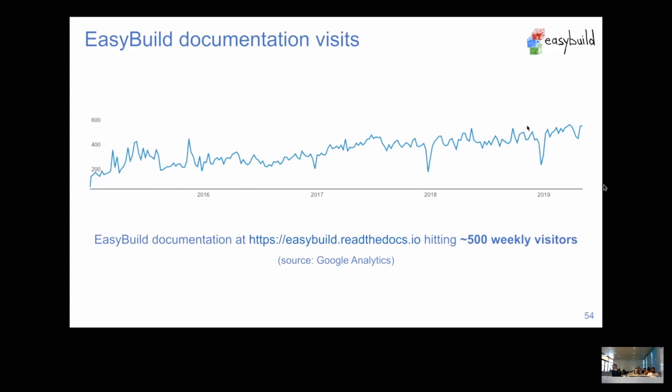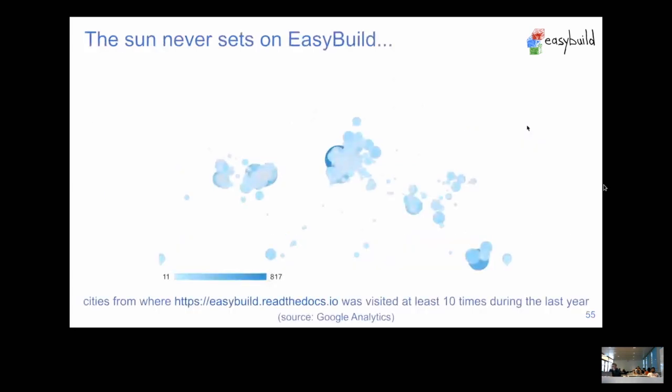We tried to get an idea of how well EasyBuild is used, which is quite hard. The best way I found is looking at the visits to the documentation. So hopefully the people actively using EasyBuild visit the documentation once in a while. We see this is growing. Right now we're over 500 weekly visitors at the documentation. And we can also check where they are coming from. Then we see more or less the expected sites where you would expect lots of HPC activity. We see lots of EasyBuild usage as well.